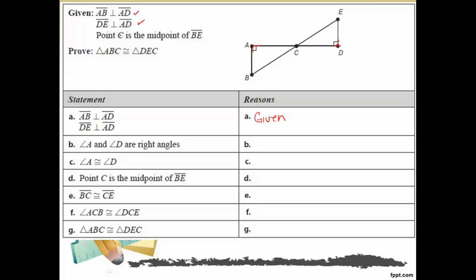They show us in the picture because perpendicular lines make right angles, okay? And then it tells us point C is the midpoint of segment BE. Remember what midpoint tells us? That segments are going to be congruent. So that means BC is congruent to EC. So notice when I'm going through what's the information that's given to me, and I'm marking up my figure, I'm actually proving it orally to myself.